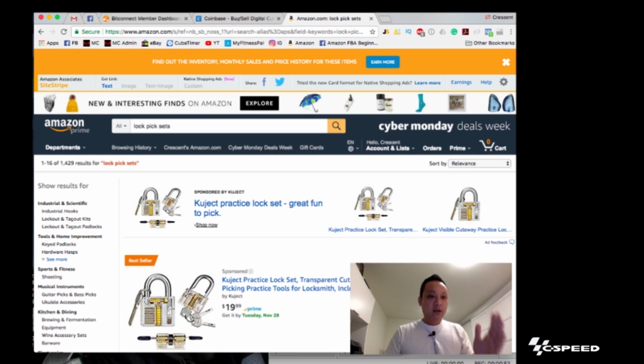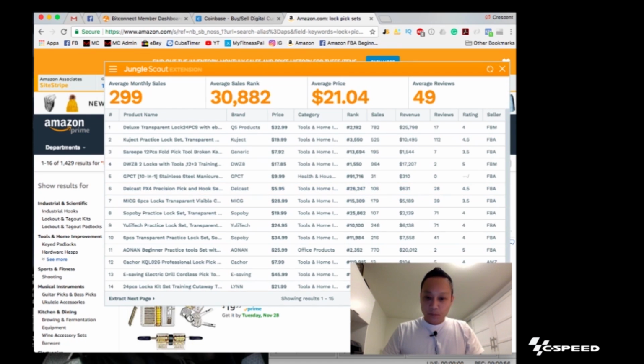Okay, so with lockpick sets, let's pull up the Jungle Scout data screen. And you'll see here that the price is really good, right? Because the price here is easily over $15. Now, why is $15 important? $15 is important because you need to make enough profit on top of all the fees and the cost of your product, all right?